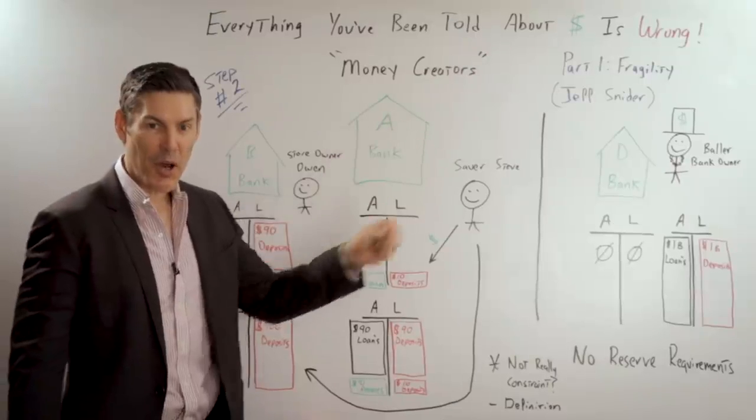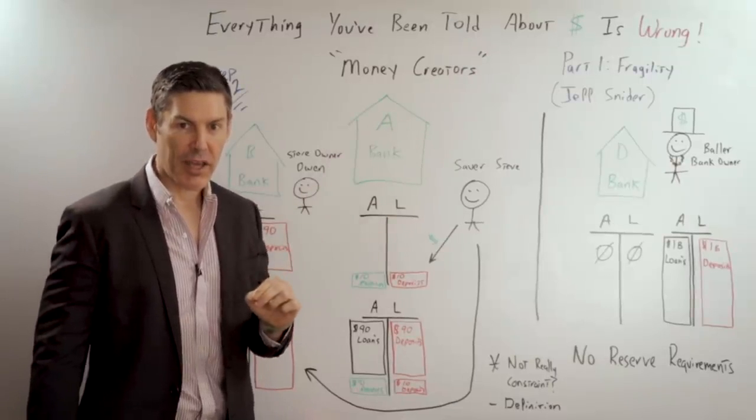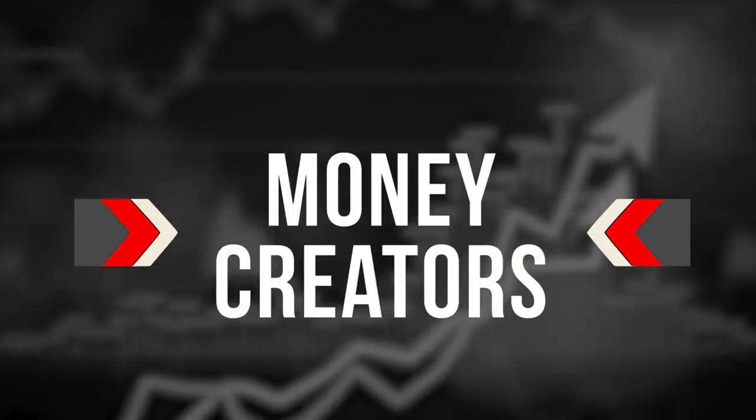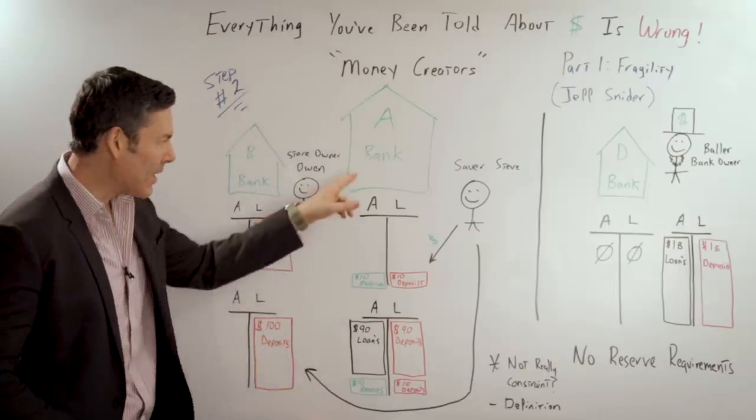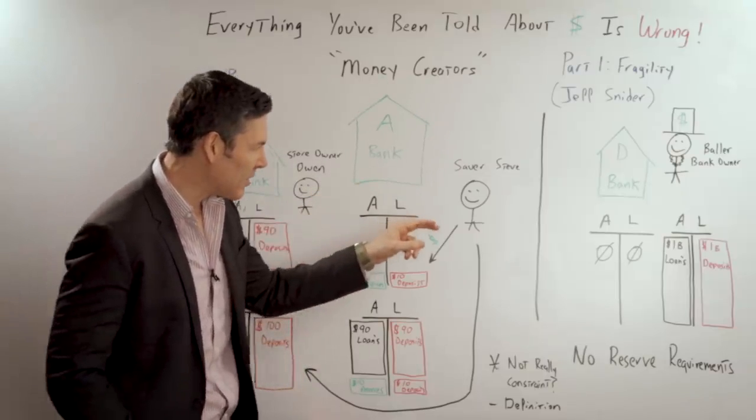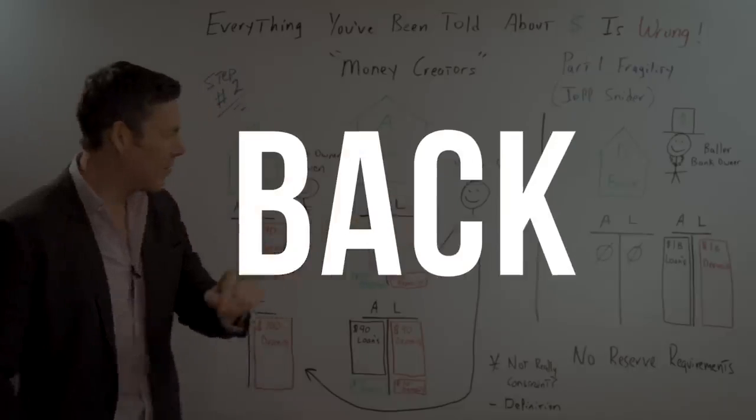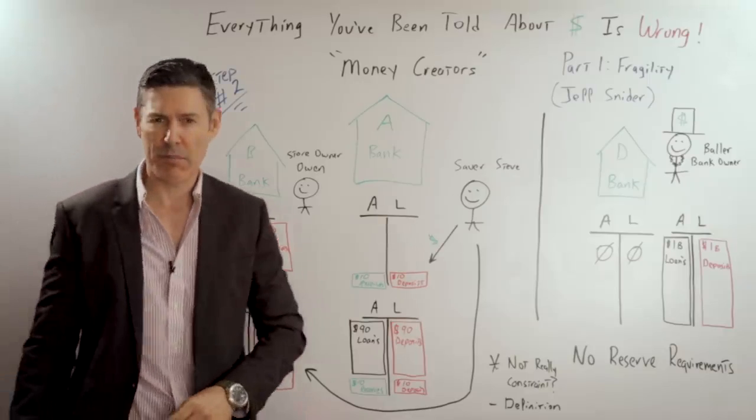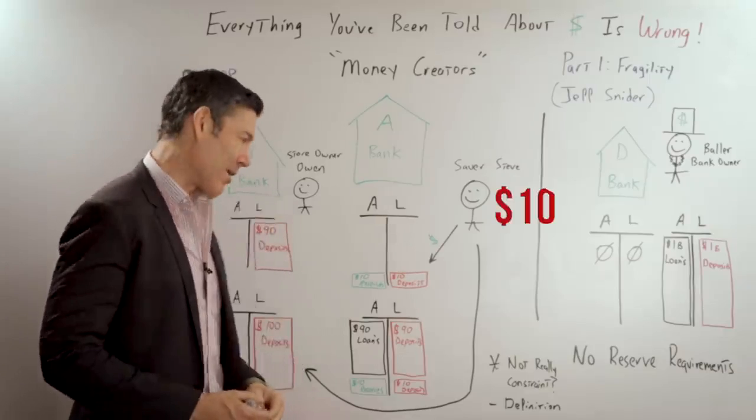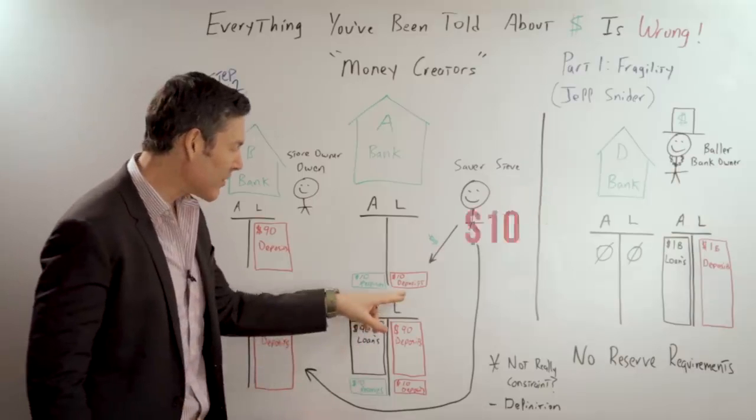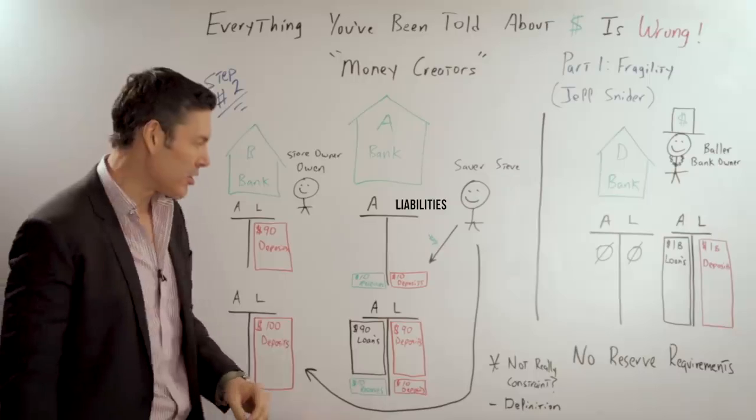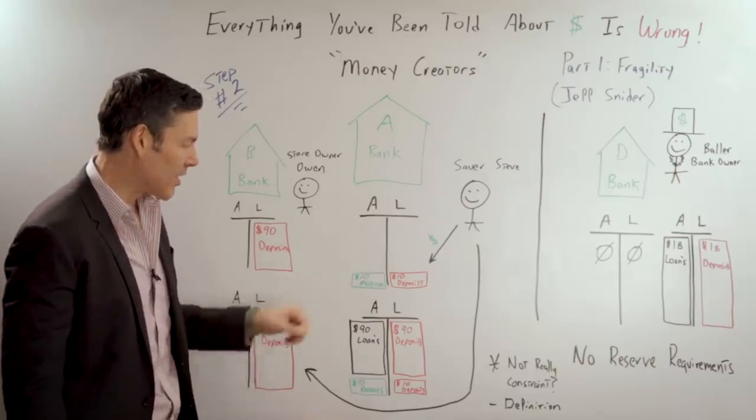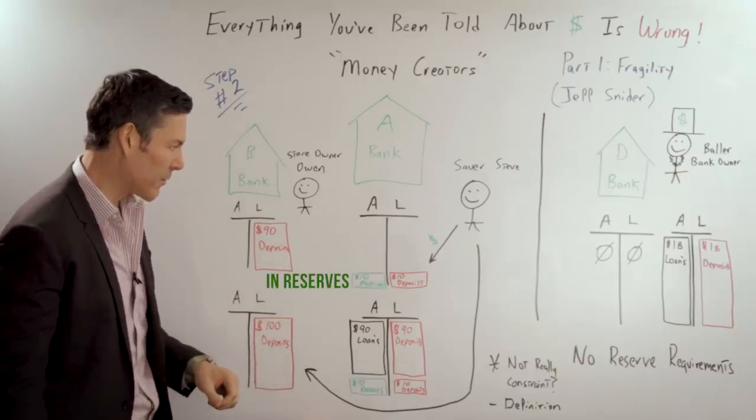Step number 2, we've got to start looking at banks as money creators and not intermediaries. This is what I mean by that. Bank A and saver Steve is back, but this time instead of $100, he's only got about $10. So he deposits that into the bank. That goes onto the liability side of their balance sheet. The asset side, they have $10 in reserves.